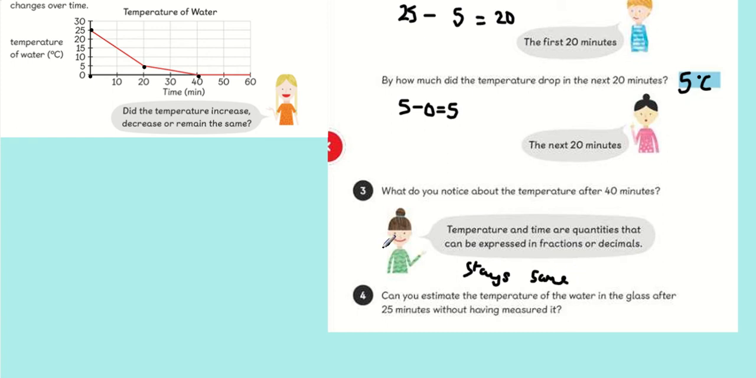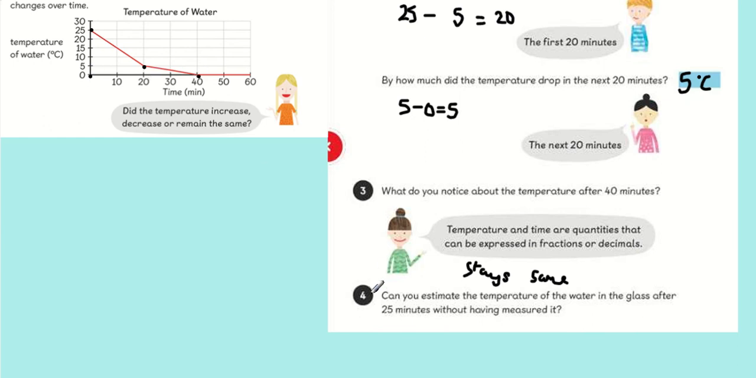There we go. Remember, we've got a very helpful speech bubble here that says temperature and time are quantities that can be expressed in fractions or decimals. Okay, so we know that we could use decimals to describe our temperature or our time.